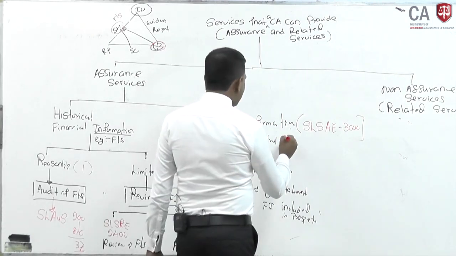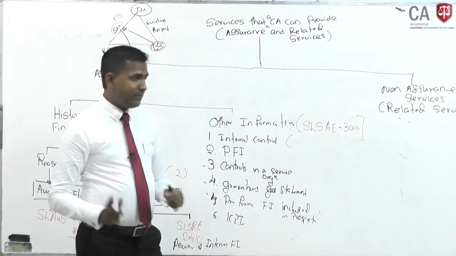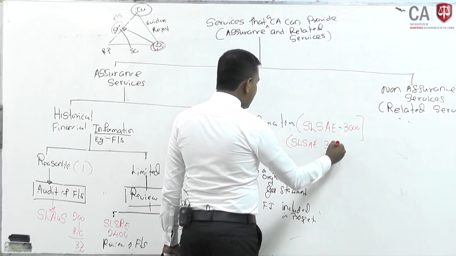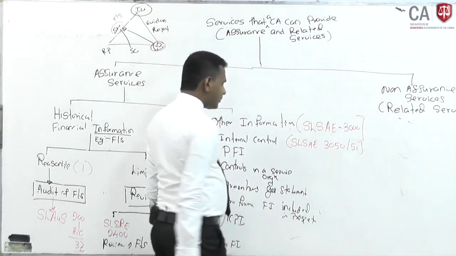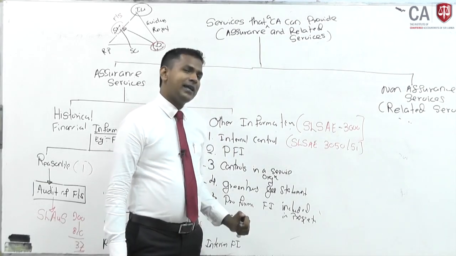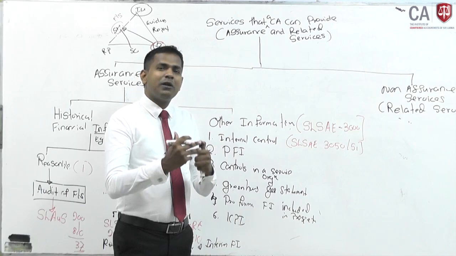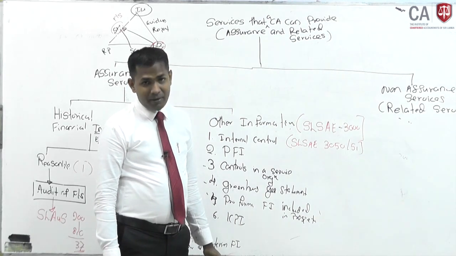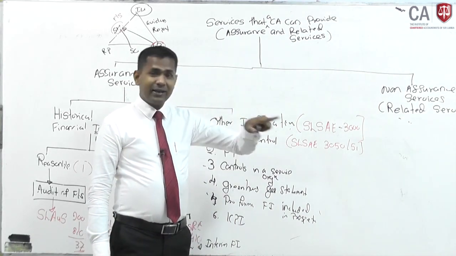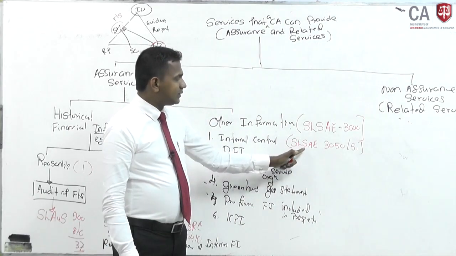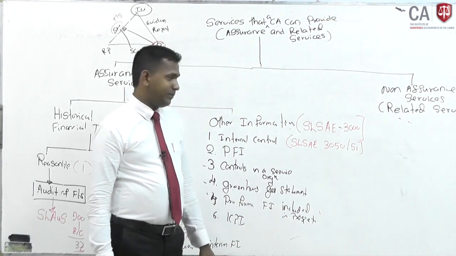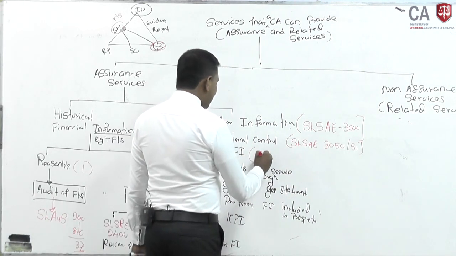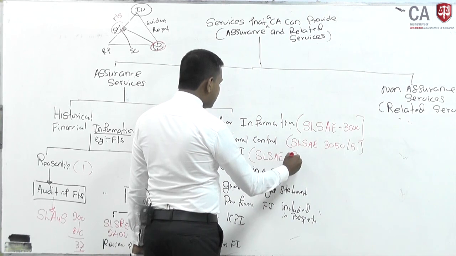If I tell you, with regard to the internal controls of banks and finance companies, the standards are Sri Lanka Standards on Assurance Engagement 3050 and 3051. Right? 3050 for the banks and 3051 for the finance companies in Sri Lanka. So the board of directors should prepare the report with regard to the internal controls that must be submitted to the Central Bank, and that is audited by the chartered accountant using the standard on assurance engagement 3050 or 3051. Right? And the prospective financial information, highly testable in your examination, is Sri Lanka Standard on Assurance Engagement 3400.